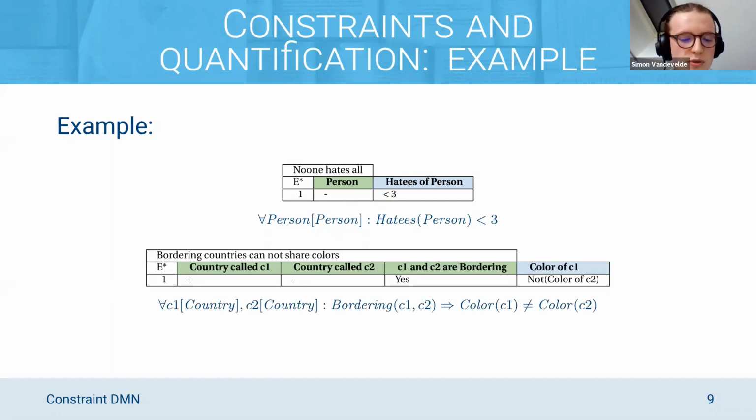Or we could quantify over the same domain multiple times. This is in the map coloring challenge, where we want to color a map and make sure that no bordering countries share the same color. Here we could say that for every country called C1 and every country called C2, if they are bordering, if they satisfy the relation, then they cannot have the same color. We don't say anything about 2 countries when they are not bordering. We only say something when they do border.